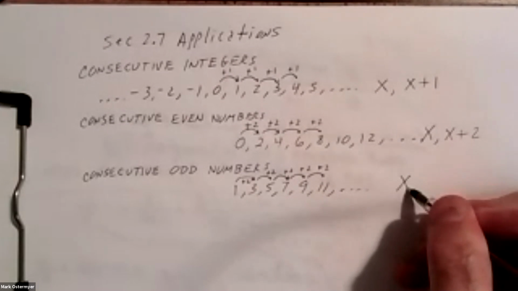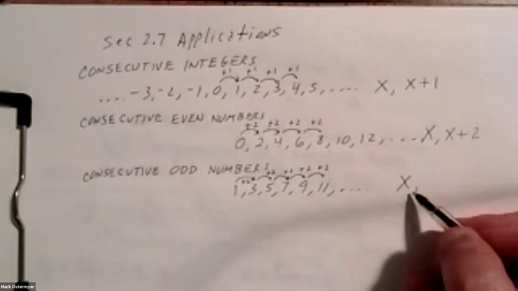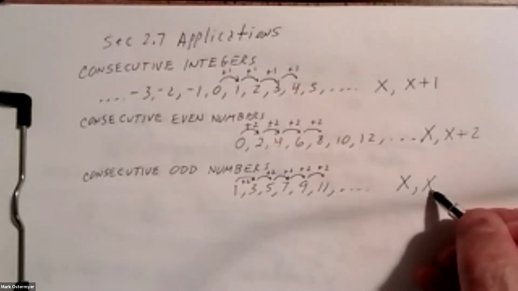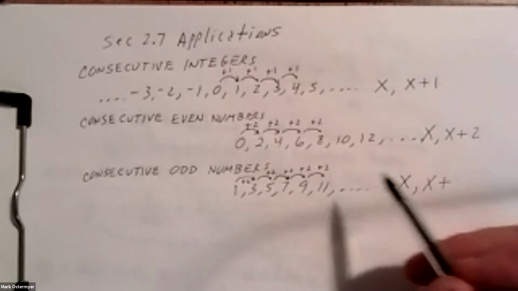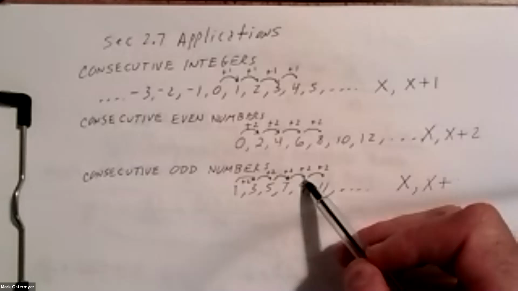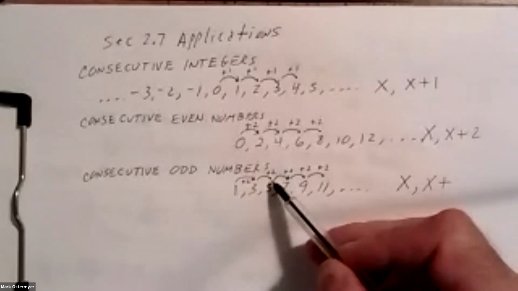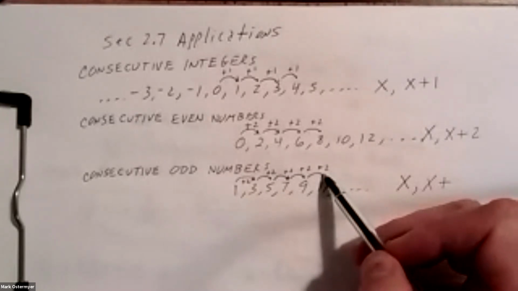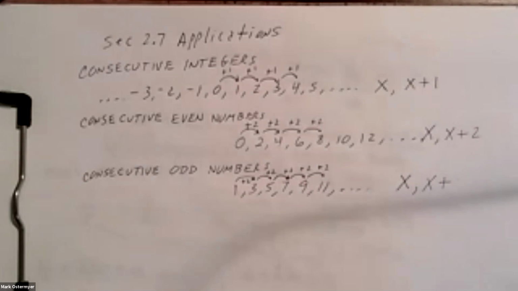If x is an odd number, what would be a variable expression that represents the next consecutive odd number? X added to what? How do you go from an odd number to the next odd number? Not 1, but add 2. You go from an odd number to the next odd number, you got to add 2 to it. So if x is an odd number, our next odd number would have to be x plus 2.